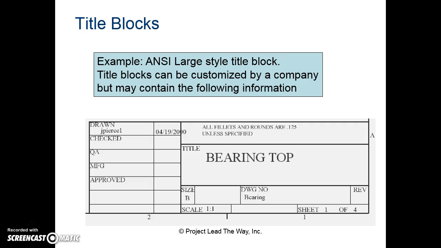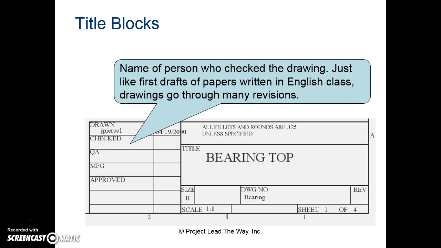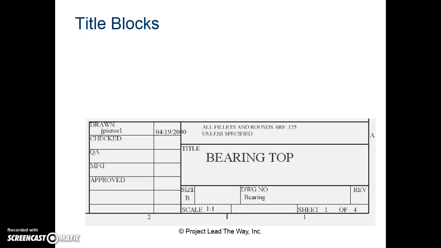Title blocks can be customized by a company but may contain the following information. One, you're going to need the name of the person who created the drawing. Name of the person who checked the drawing. Just like first drafts of papers written in English, drawings go through many revisions. The drawing may be checked for quality assurance to be sure that it meets all the company's standards and requirements.